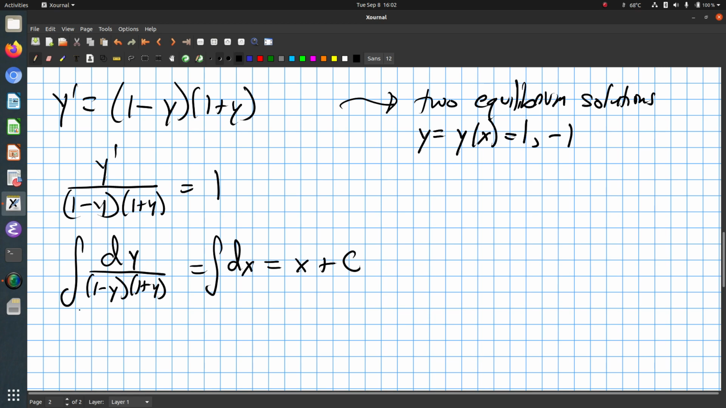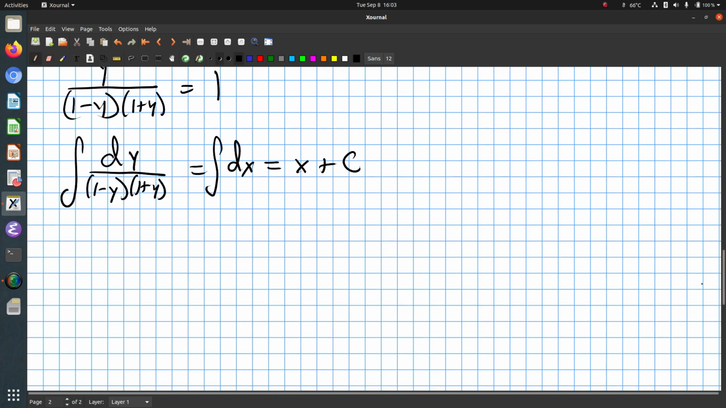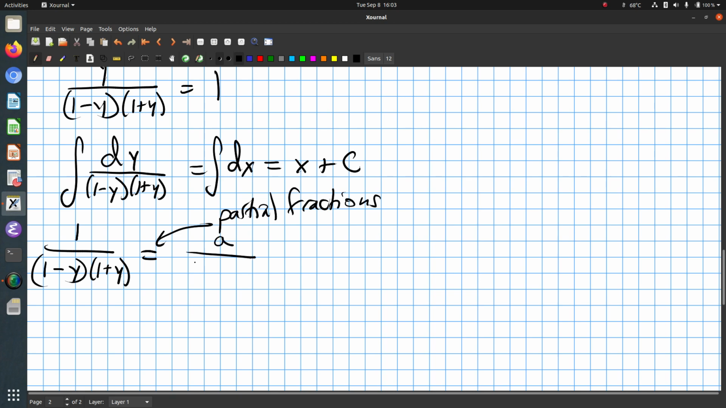The left side presents a little bit of a trouble. How do I evaluate that integral? Well, remember your algebra. And there is a trick called partial fractions. Partial fractions says, I'm going to try to rewrite this product like this. If you do this, I can multiply both sides by that common denominator.